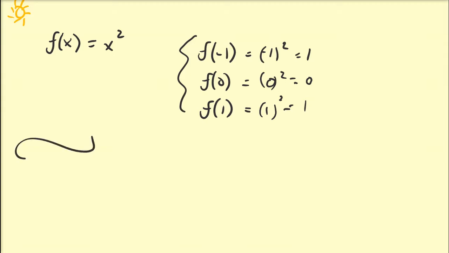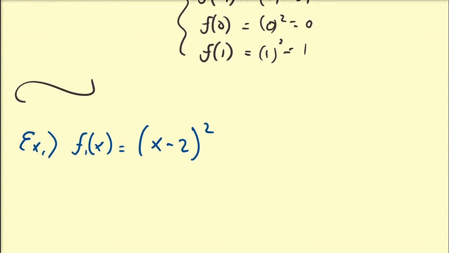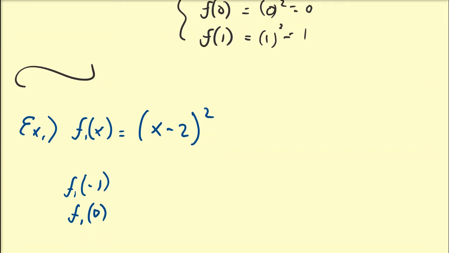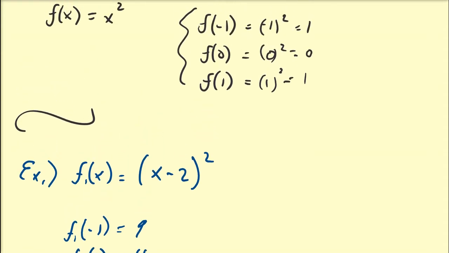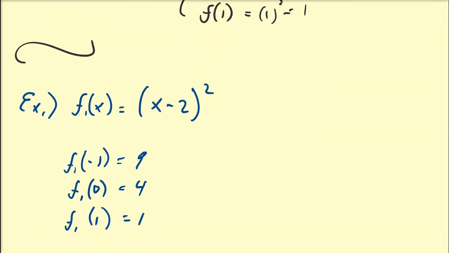Let us assume we have, as a first example, f1 of x is going to be equal to x minus 2 the quantity squared. I'm going to plug in some points, namely f1 of -1, f1 of 0, and f1 of 1. So -1 minus 2 is -3 squared is going to be 9. 0 minus 2 is going to be -2 squared is going to be 4. And this should be positive 1. So 1 minus 2 is going to be -1 squared is going to be 1. So clearly these points, 1, 0, 1, are not mapped to the same exact points here, 9, 4, 1.